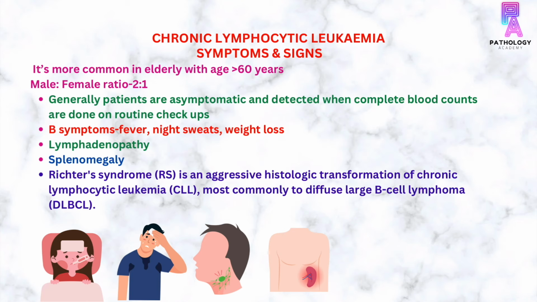The patients of CLL are generally asymptomatic and are detected when complete blood counts are done during routine checkups. The symptoms and signs include mainly the B symptoms, which are fever, night sweats, and weight loss. Patient can also present with lymphadenopathy and splenomegaly. Richter syndrome is an aggressive histological transformation of CLL, most commonly to diffuse large B-cell lymphoma.